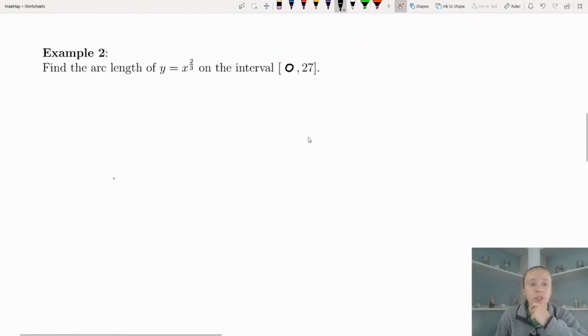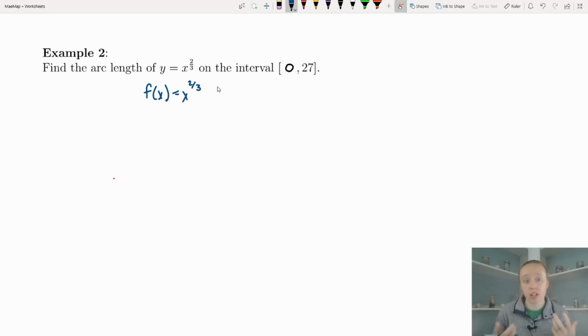So moving on to example 2, we're going to find the arc length of y equals x to the 2/3 on the interval from 0 to 27. So y equaling x to the 2/3, y is pretty much interchangeable with f of x because y is some function of x. I can write this as f of x equals x to the 2/3 if you're more comfortable seeing it in function notation. What we need to do though is we need to find f prime of x because that's used in our definition to find that arc length.